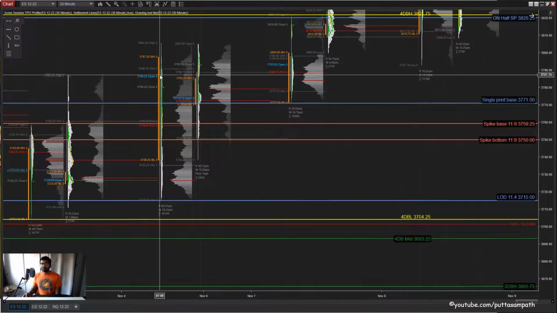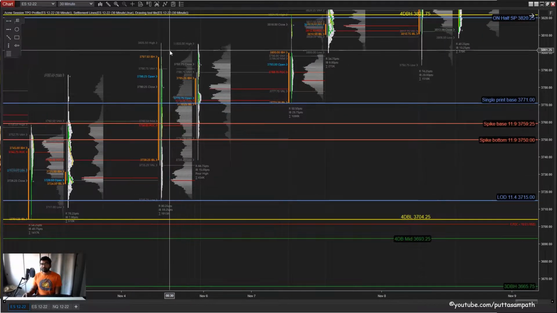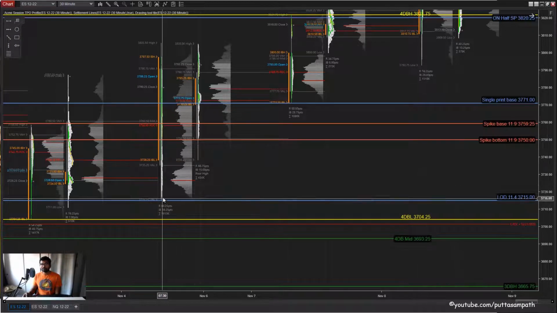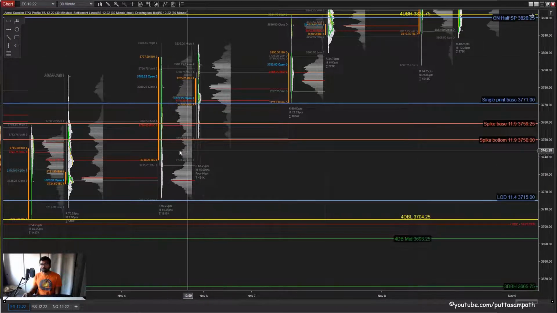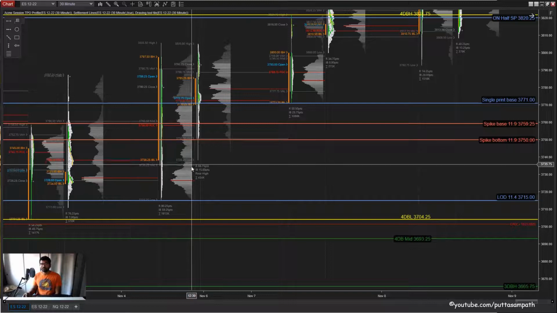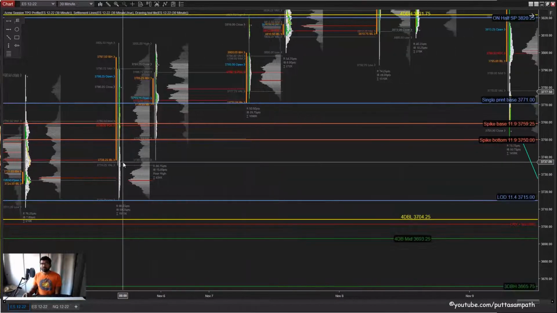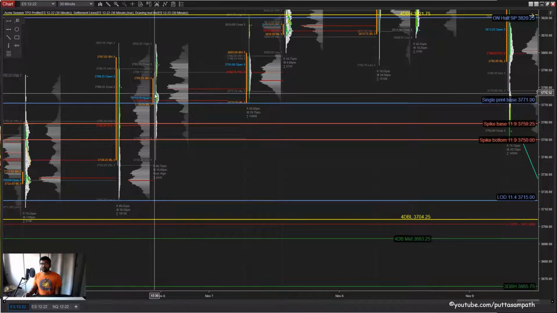And then Tuesday, what happened? If you notice, Monday's profile was sort of a B profile where all the distribution of volume was on the downside. So it's a strong buying. That happened on Monday.